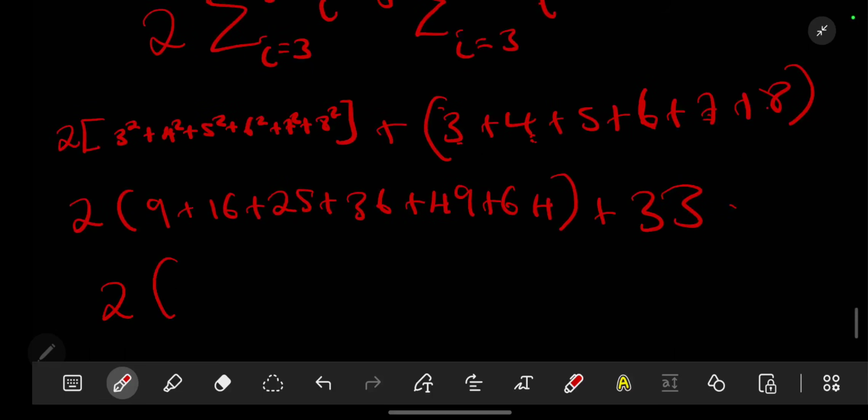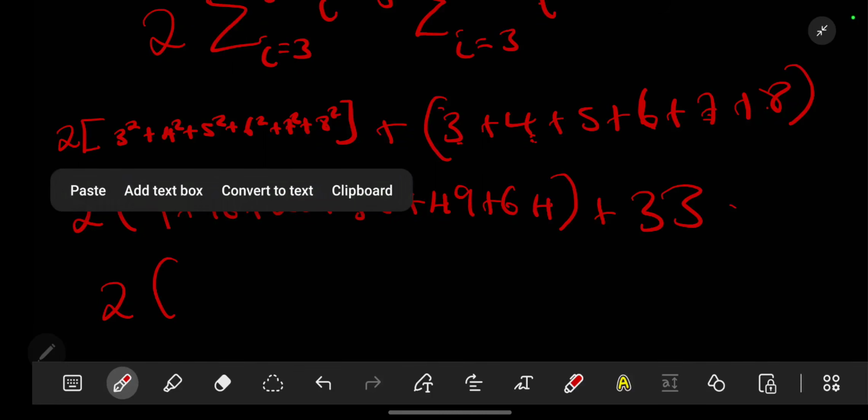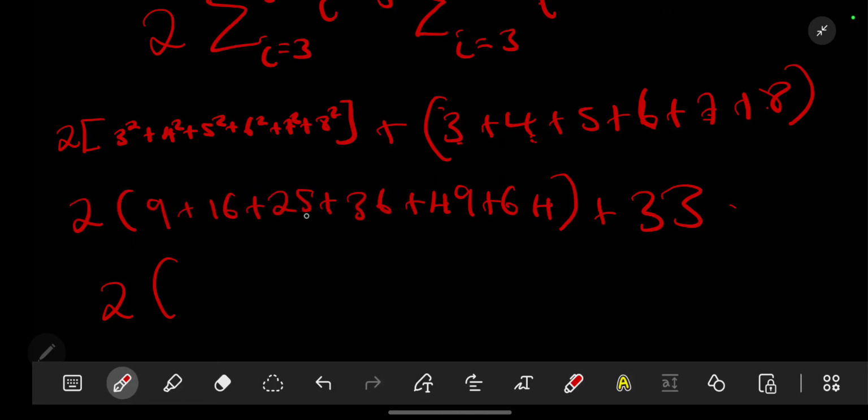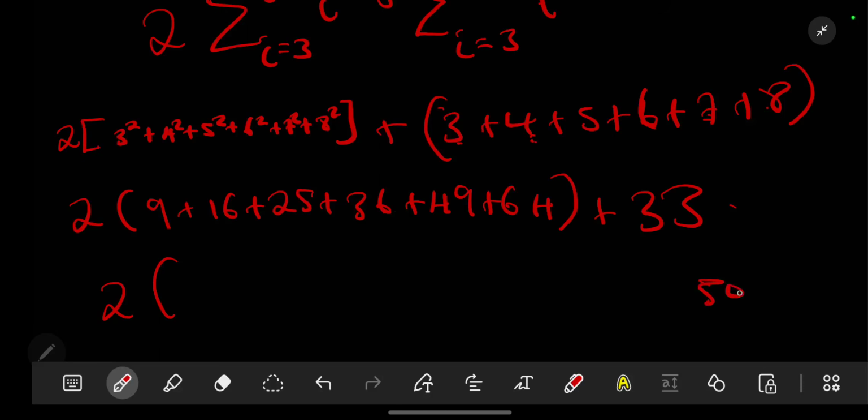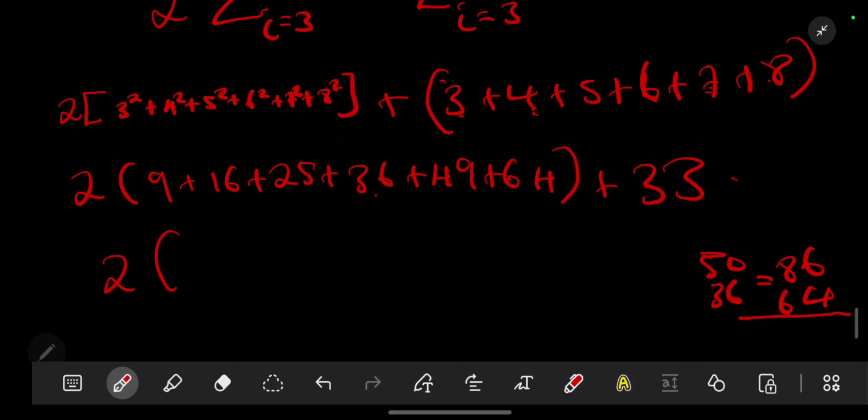So we have 2, so we are just adding systematically. 9 plus 16 is 25, plus 25, that will be 50. 50 plus 36, 50 plus 36 will give us 86. So 86 plus 64, that will be equal to 150. So this will be 150.